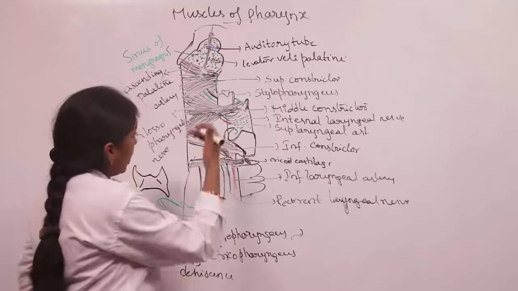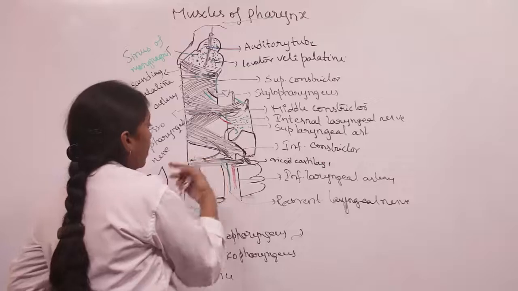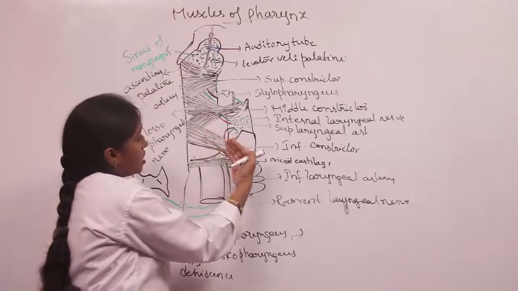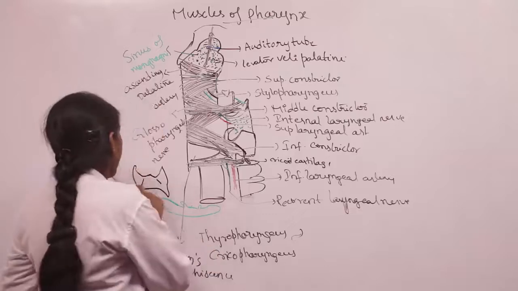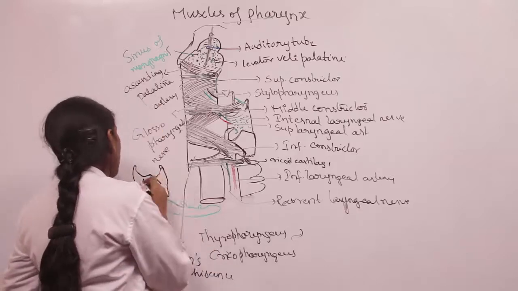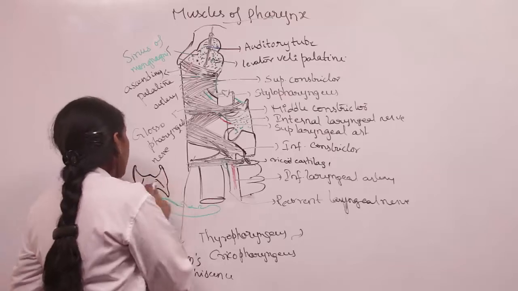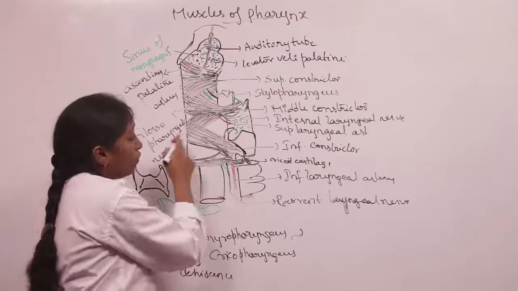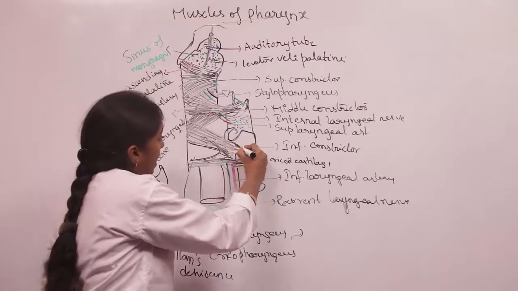And coming to the inferior constrictor, it has two parts, the thyropharyngeus part and the cricopharyngeus part. The thyropharyngeus part arises from the oblique line of the thyroid cartilage. We know that on either side of the thyroid cartilage we have an oblique line here. This is the oblique line of the thyroid cartilage. So the thyropharyngeus part of the inferior constrictor arises from the oblique line of the thyroid cartilage here.